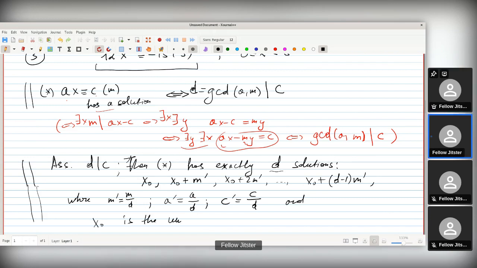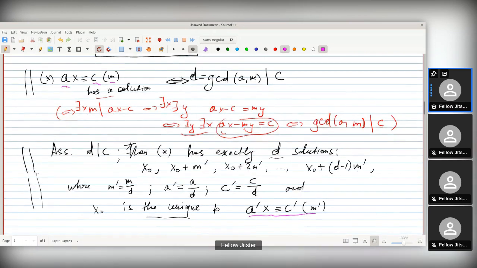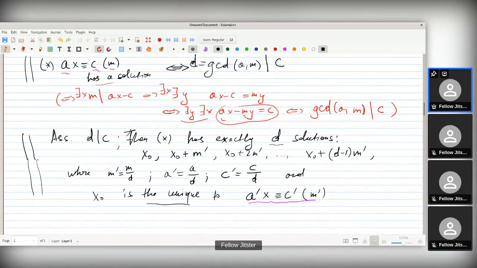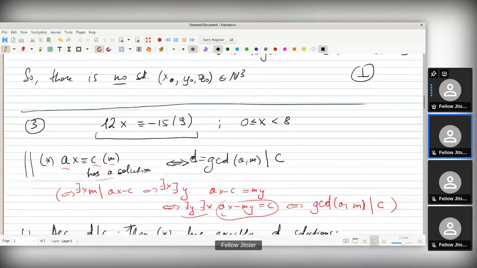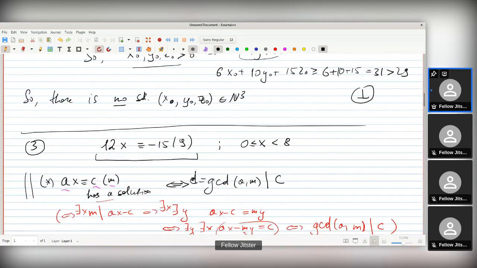Solution to the congruence, and such a solution is unique. A unique solution to what? To another equation, a congruence: a prime x congruent to c prime modulo m prime. This congruence results from the first one if I divide all these numbers, a, c, and m, by d. Do you agree? Yeah. And now let us apply this theory to our particular congruence.